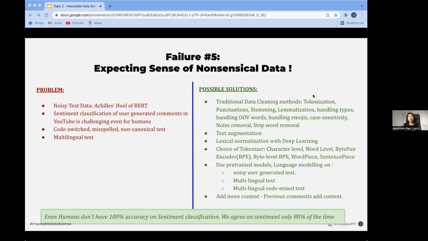So your choice of tokenizer is going to make a lot of difference in understanding how many out of vocab words you really have. And then another solution here is to use a pre-trained model, on which the language modeling problem has been done, maybe using really noisy user-generated text. I think that's one of the differences between BERT and RoBERTa also. On RoBERTa, they added this CC-News, which was much noisier as compared to the better quality data that was used for BERT. And then, yeah, use multilingual text, pre-train your models on these.